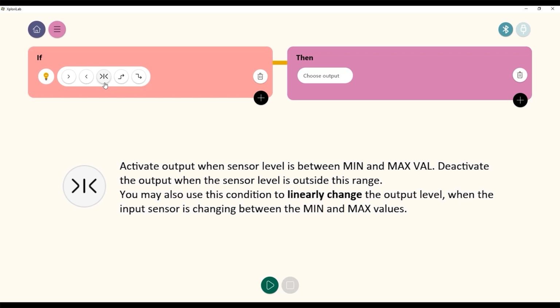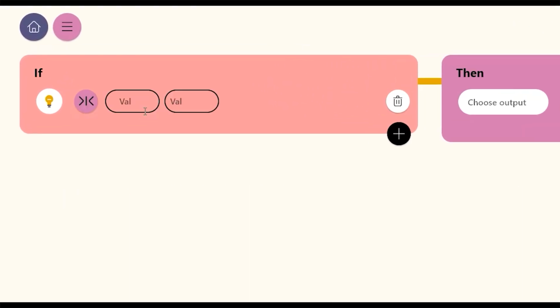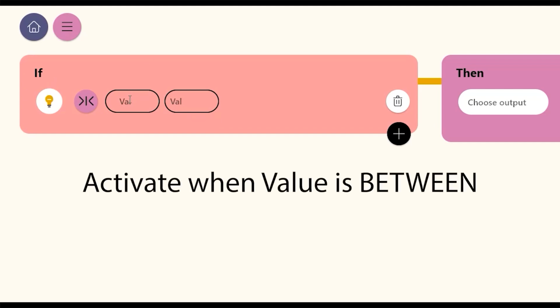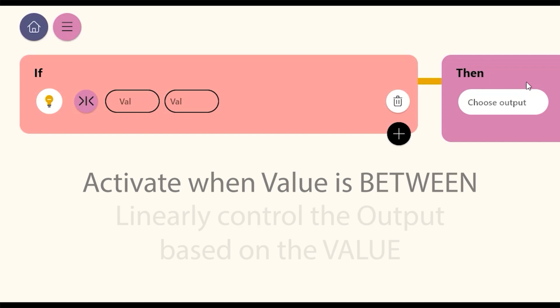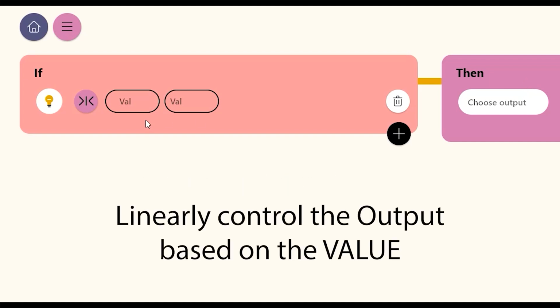And so when I click on this one, it is giving me an option for not just a single value, but multiple values. In a simple condition, this would be if the light is anywhere between value minimum and value maximum, do an output. But this one also has a really interesting ability to linearly control an output as long as it is between those values. So it's not as simple as turning something on and off, which it can do.